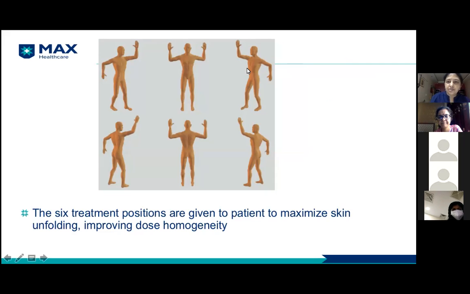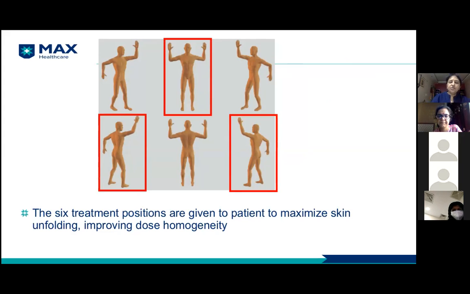Look at this position. In this position, the axilla here and here are getting exposed. The medial aspect of the thigh is getting exposed. One leg is not shielding the other leg. So we are trying to avoid the shadowing effect or shielding effect, and we are trying to unfold the body in these positions.